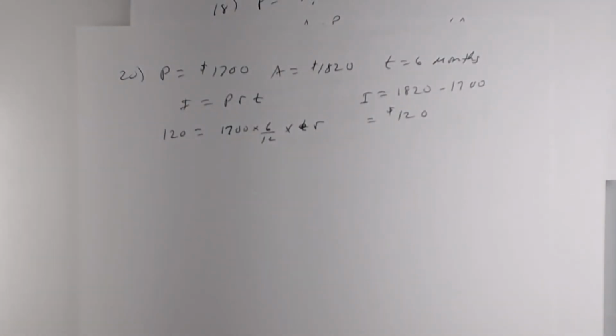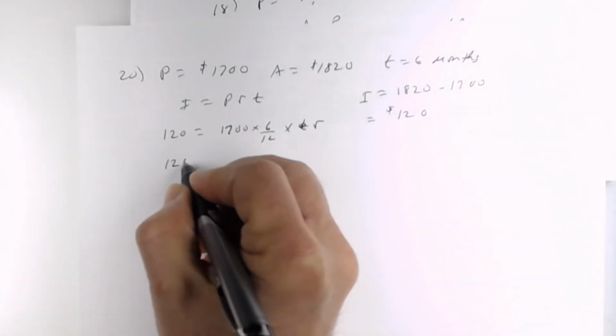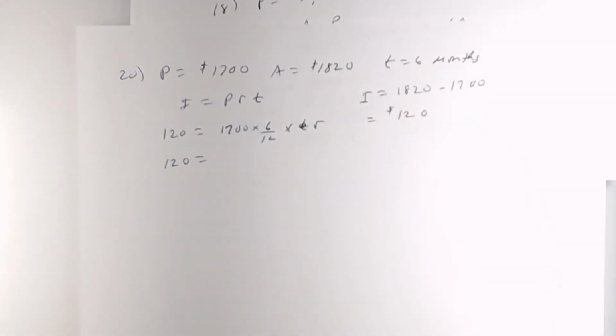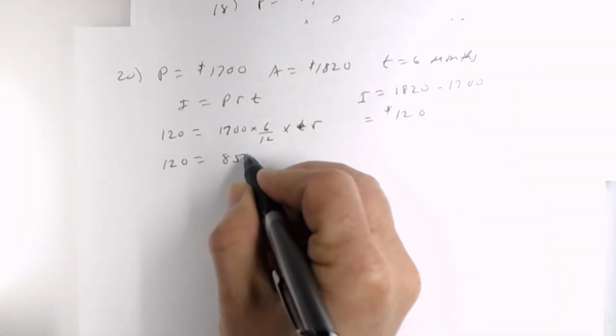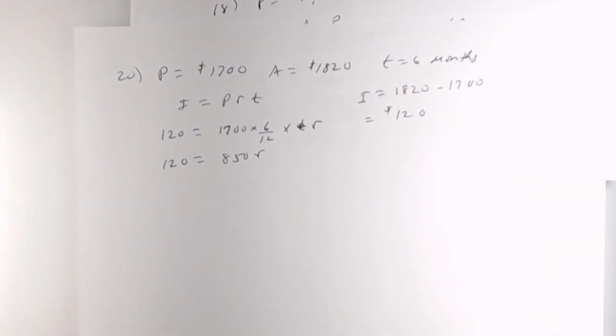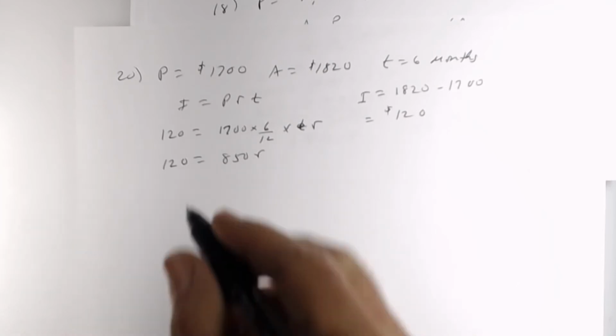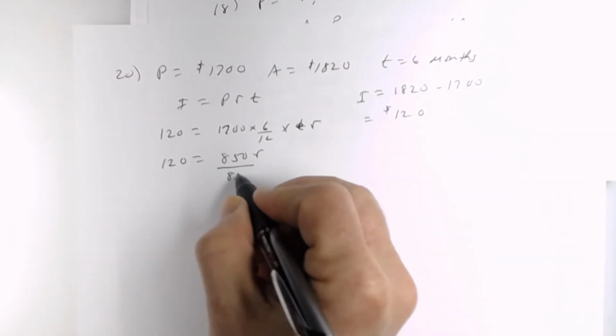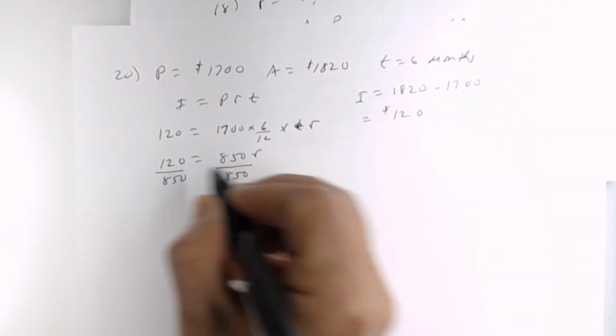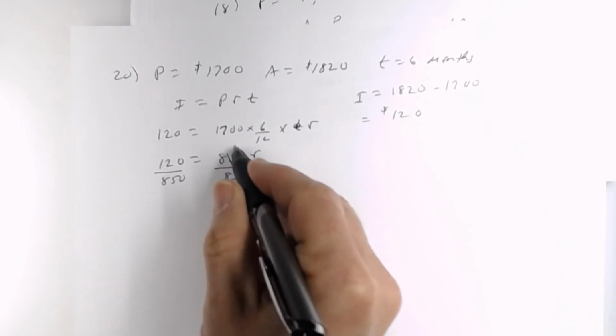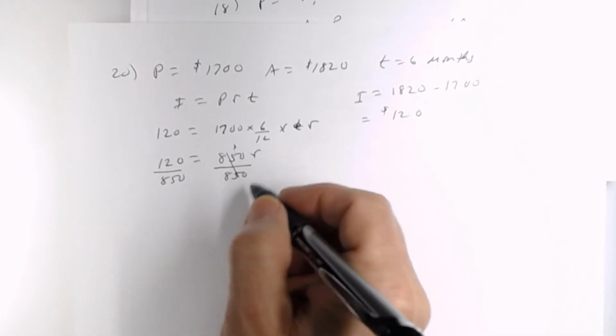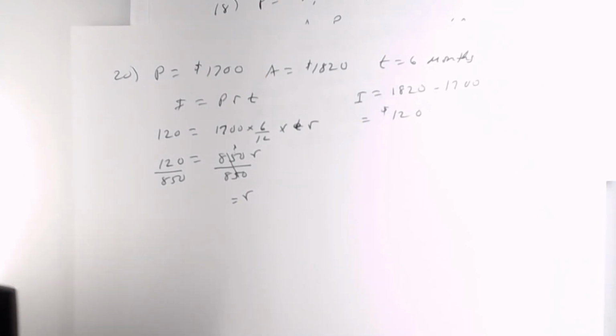What did y'all get on your calculator? So 1,700 times 6 divided by 12. 850? All right, so that's where I'm at. So I have 120 equals 850 R. So what's the next step? Divide both sides by 850. So the 850s divide out. 850 divided by 850 is 1. 1 times R is R. All right, on your calculator, what is 120 divided by 850?